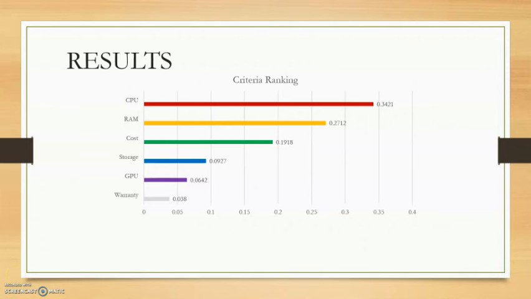Results. After the gathering of data, the researchers were able to get the weights for each criterion. The results showed that CPU is the most prioritized criterion, having a weight of 0.3421. Other criteria with their corresponding weights are also shown in this graph.